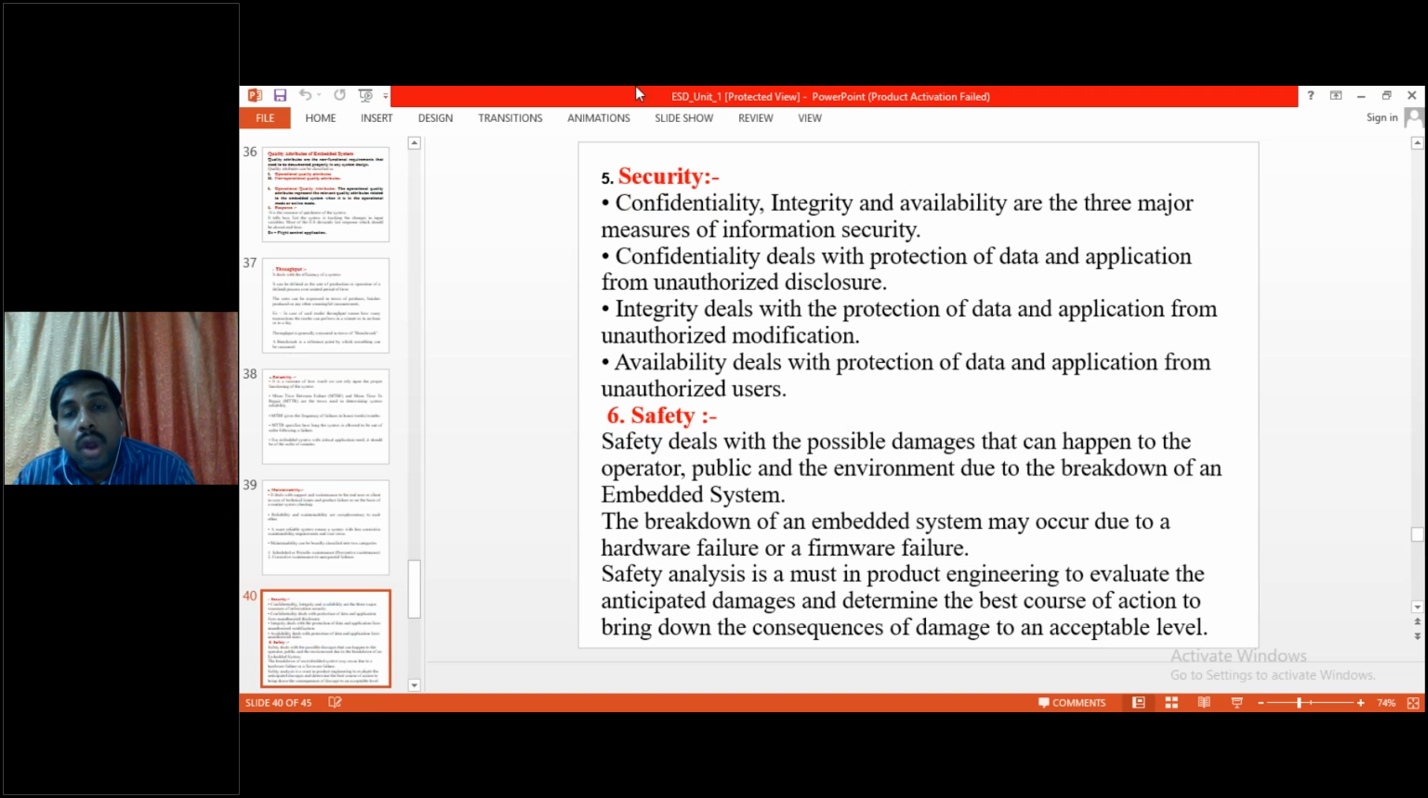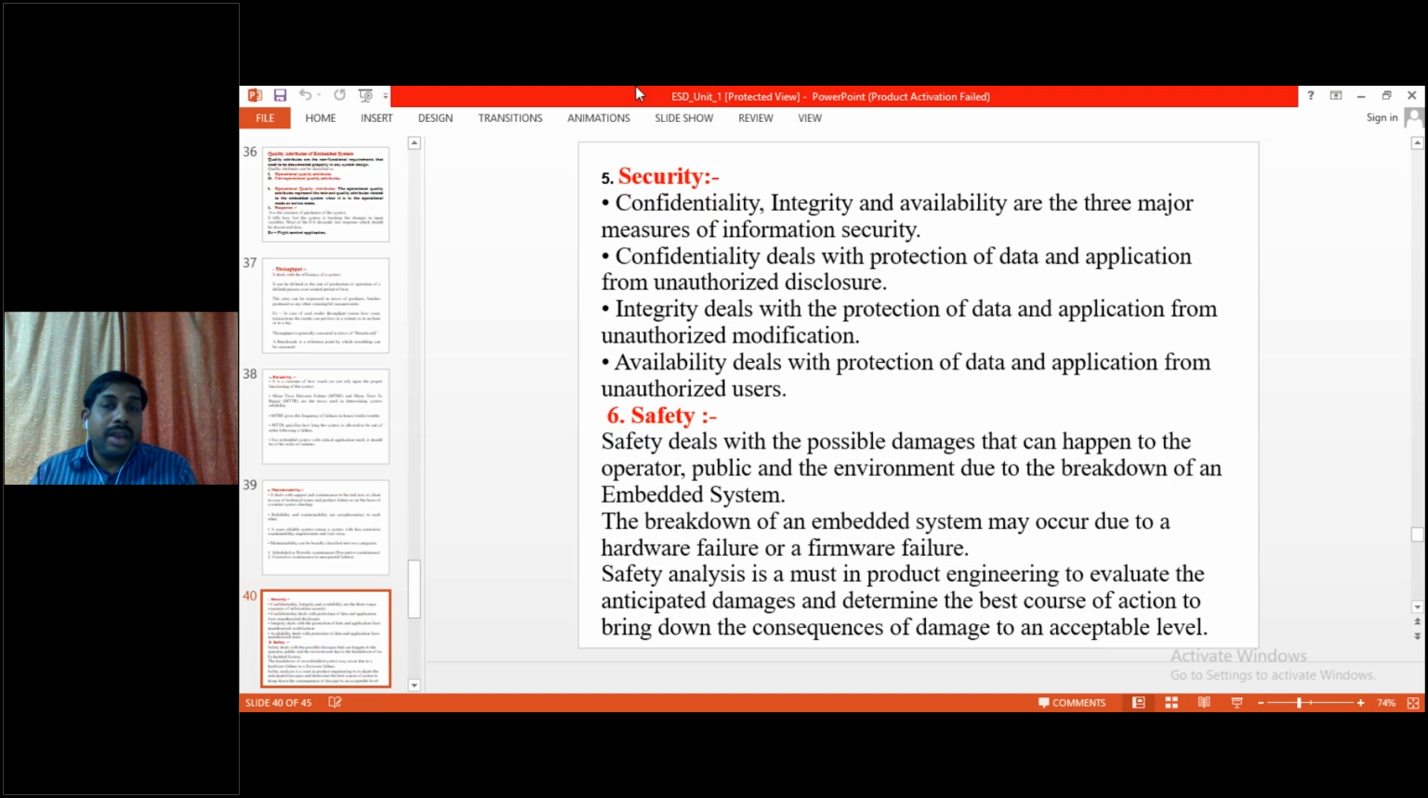Availability means the embedded system is not made available to other users. You are allowing a person to use the embedded system, so it will be switched on for that person, but it will not allow editing of the data. That is called integrity. Protection of the data from unauthorized disclosure: if you are unable to utilize the data, then it is confidentiality. You are utilizing, but you are unable to edit the data, that is called integrity. Or you are unable to access the embedded system itself, that is called availability.